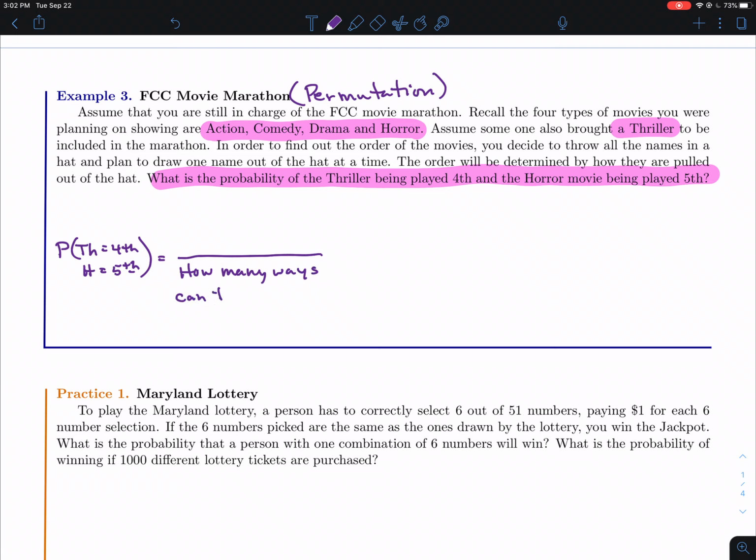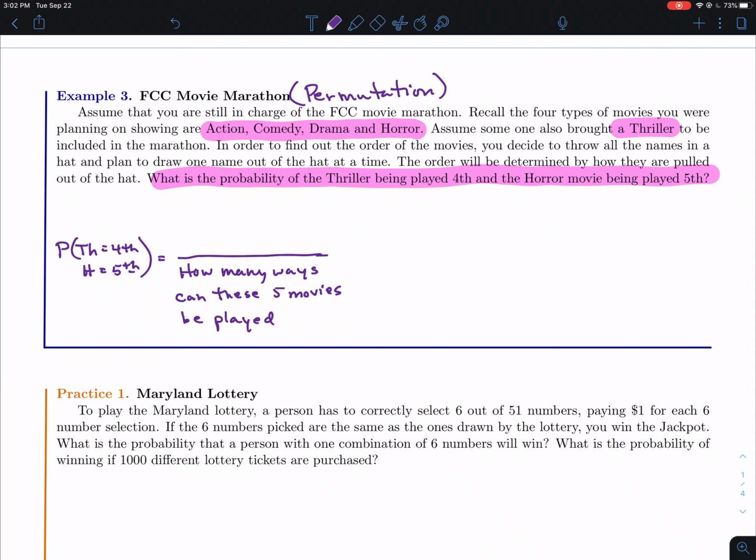ways can these 5 movies be played? So again, in this case, there's no restriction. So the horror movie could be 1st, the thriller could be 3rd, they could be anything. So there's no restrictions to the bottom.